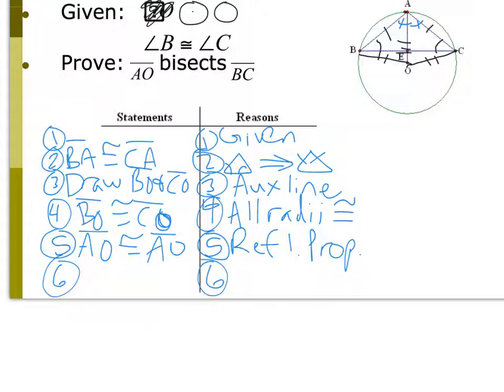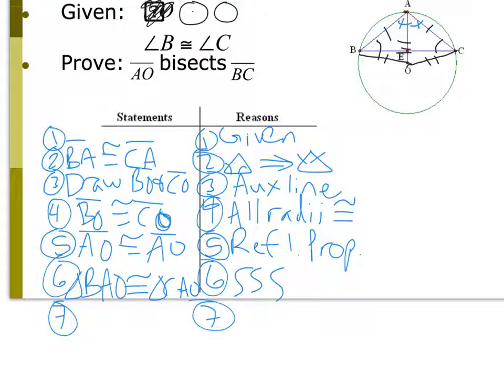Okay, so I've got my triangles congruent, BAO, CAO. Boom. So BAO is congruent to CAO. I like it. And that was by side, side, side. Cool, cool. All right. BAO, CAO.